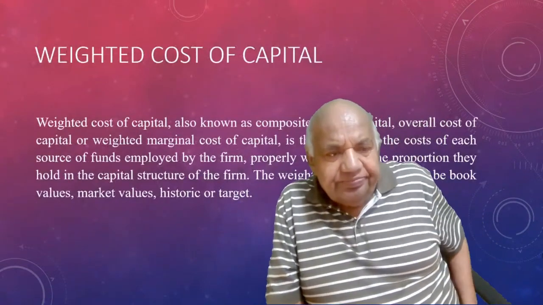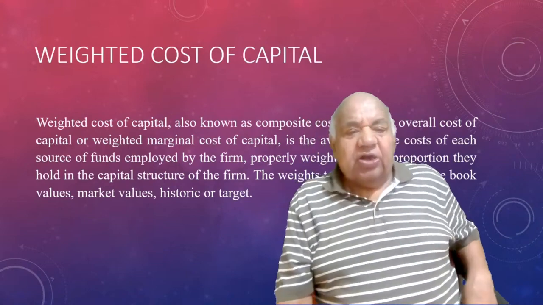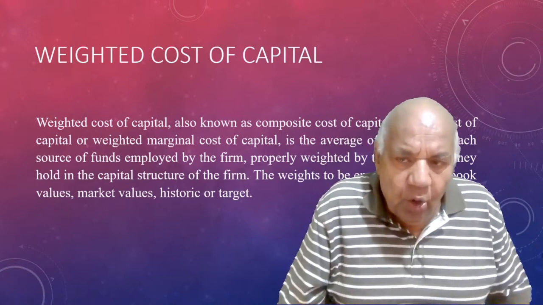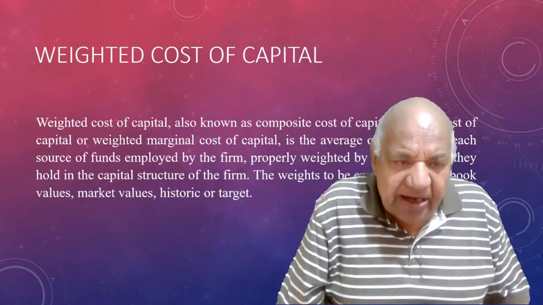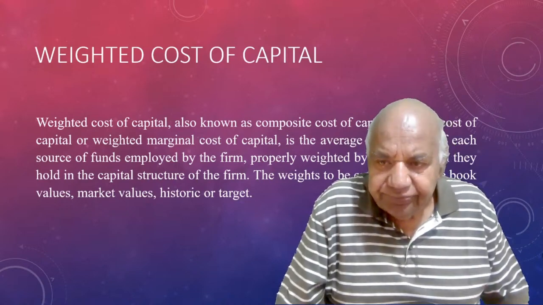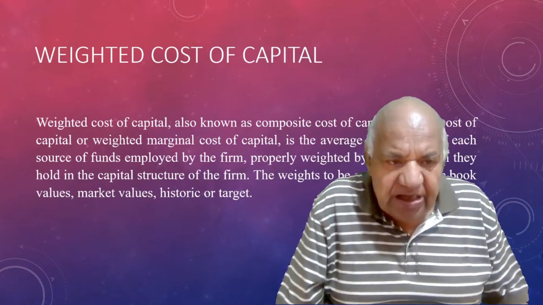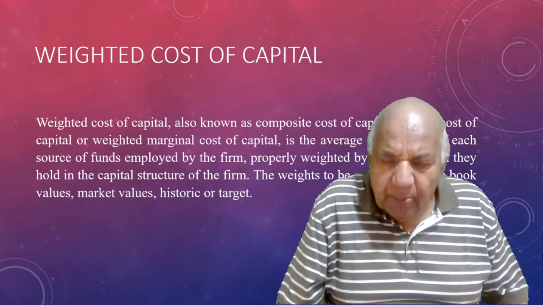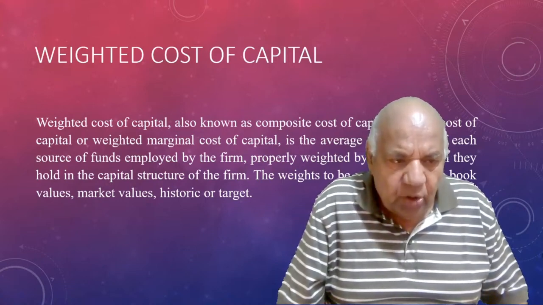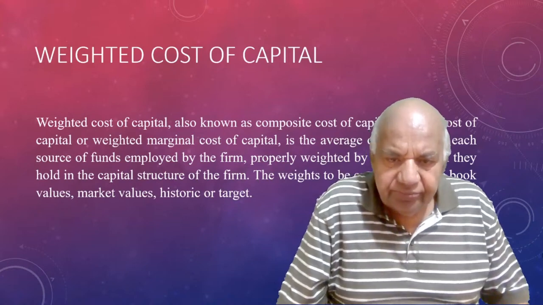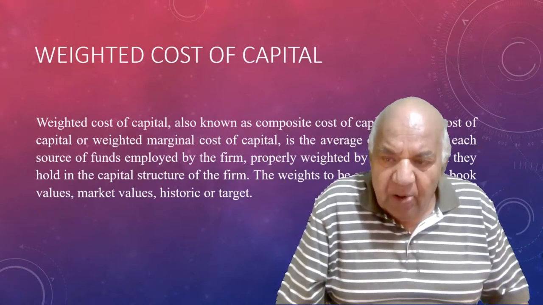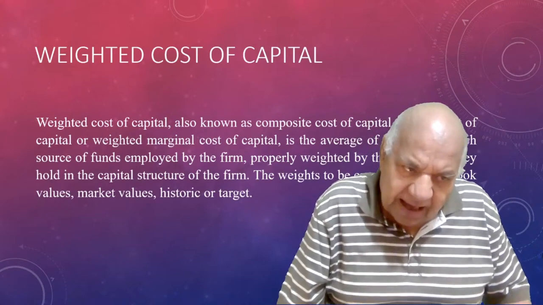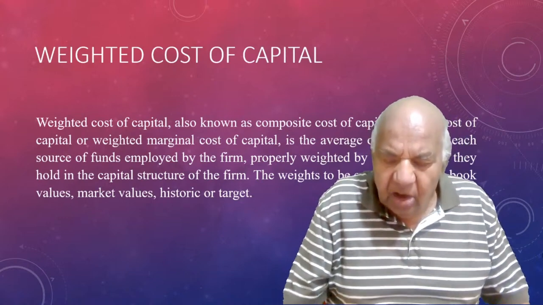Weighted cost of capital. Weighted cost of capital, also known as composite cost of capital, overall cost of capital, or weighted marginal cost of capital, is the average of the cost of each source of fund employed by the firm, properly weighted by the proportion they hold in the capital structure of the firm. The weights to be employed can be book values or market values, and again these values may be historic or target.